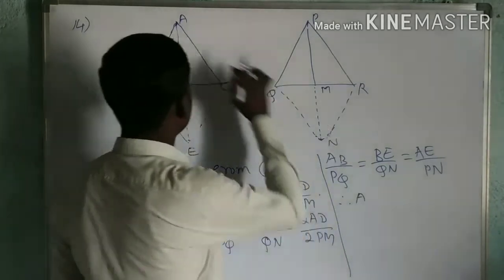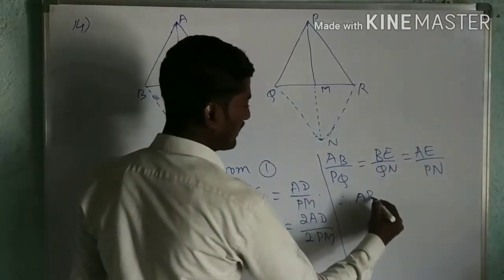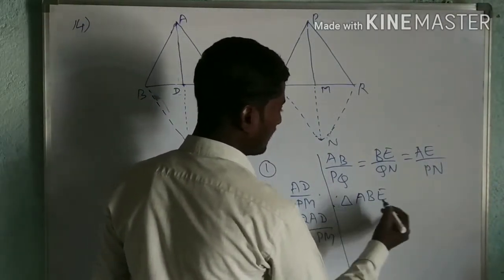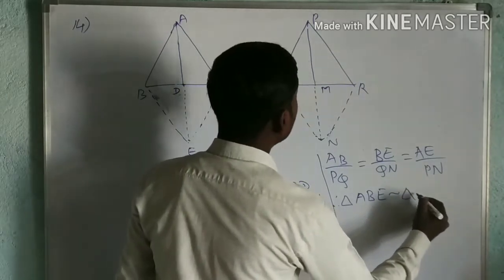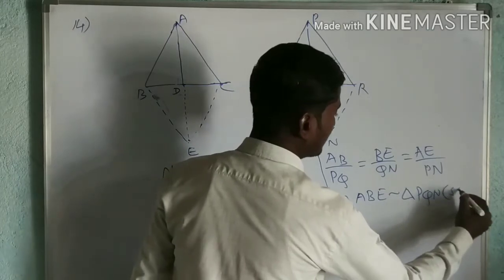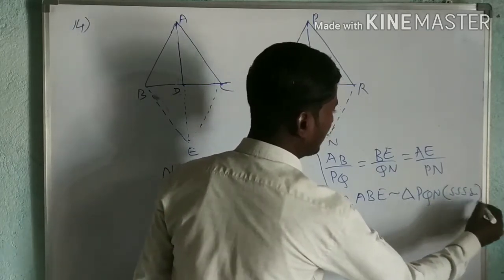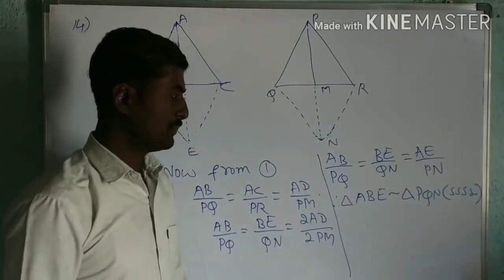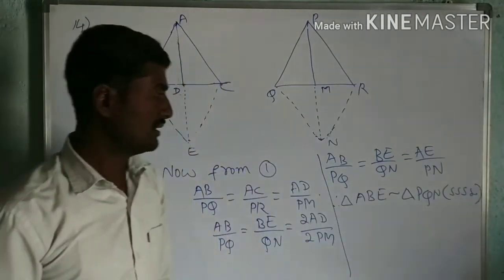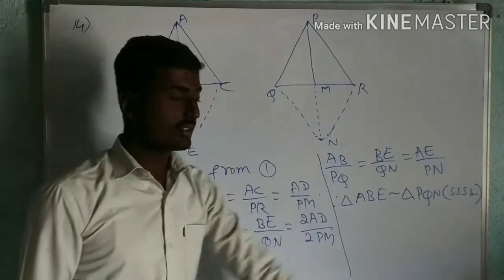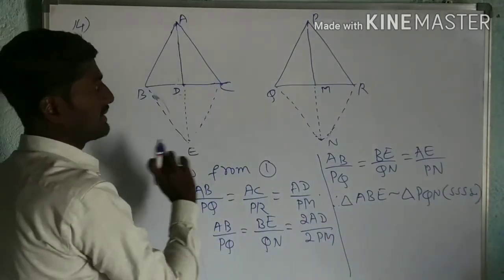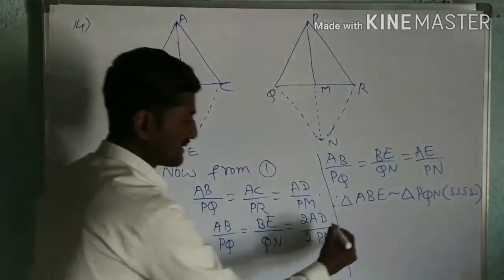Triangle ABE is similar to triangle PQN, because of the SSS similarity criterion. You write it. Don't forget to write this. Next, I proved these two triangles ABE similar to PQN.